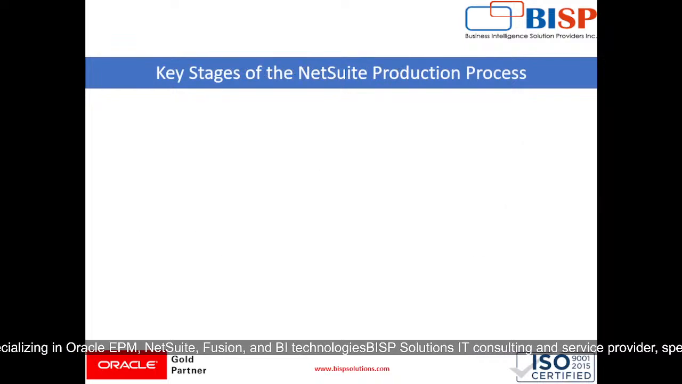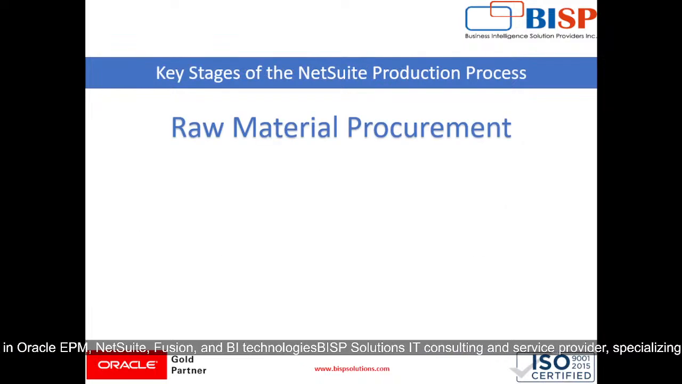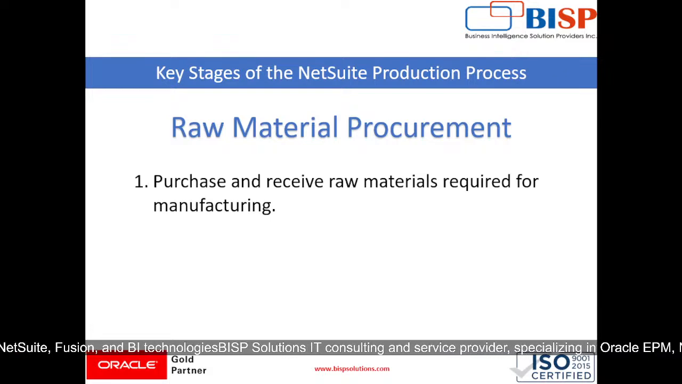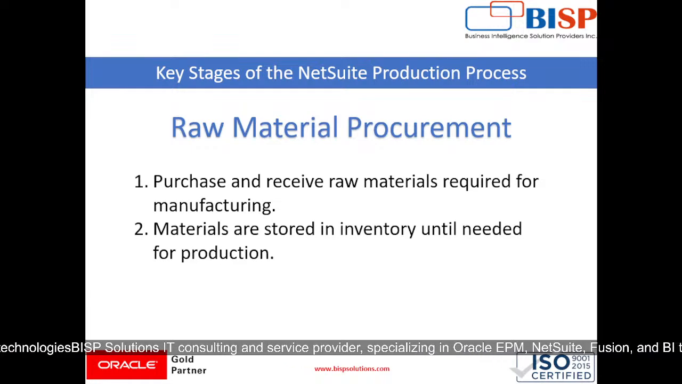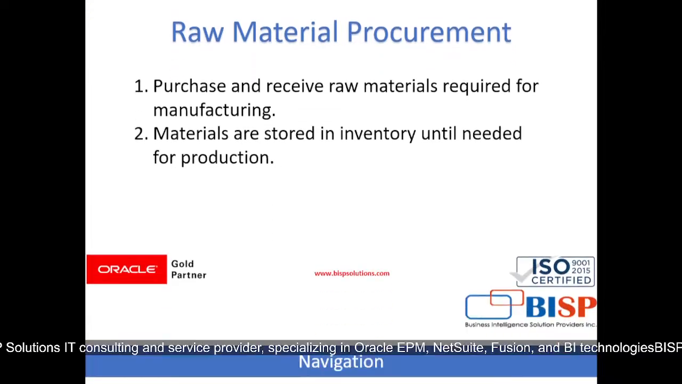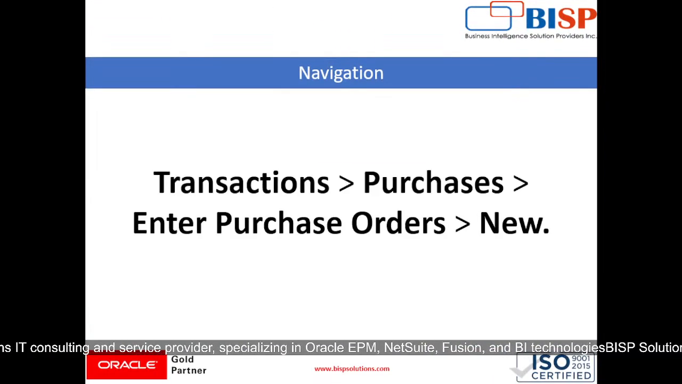The key stages of the NetSuite production process: first comes raw material procurement, where we purchase and receive raw materials required for manufacturing, and materials are stored in inventory until needed for production. For that we have to go to Transactions. Under Transactions we can find the Purchases option. Under Purchases, Enter Purchase Order is there, and then we can make a new purchase order for the same.